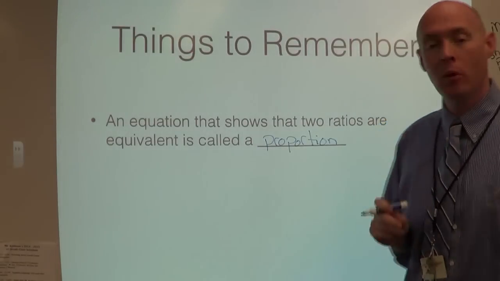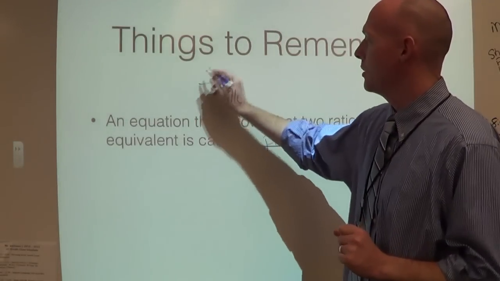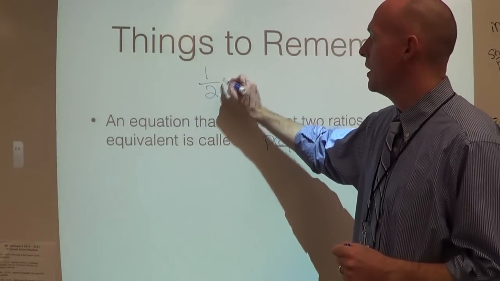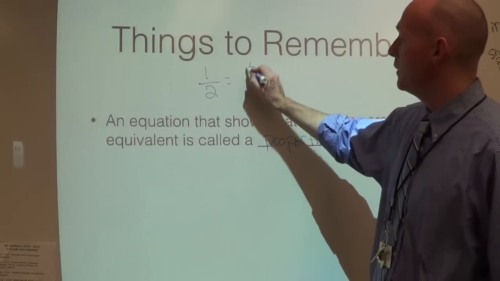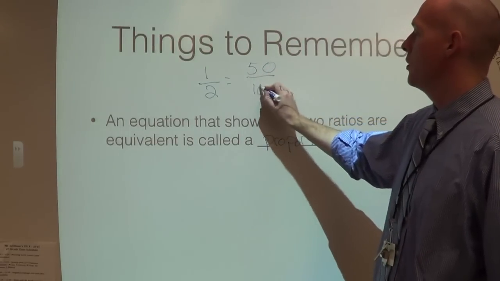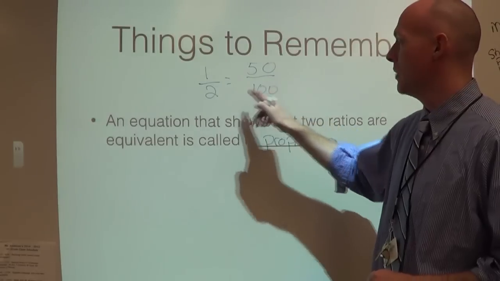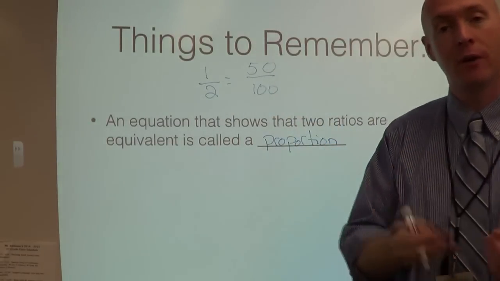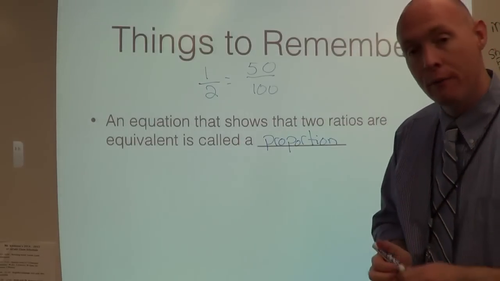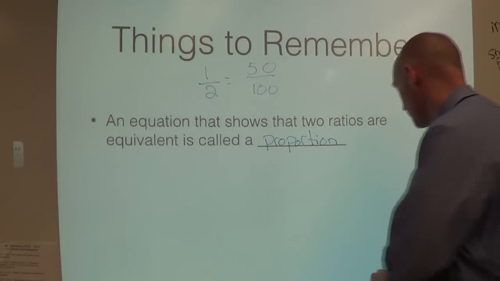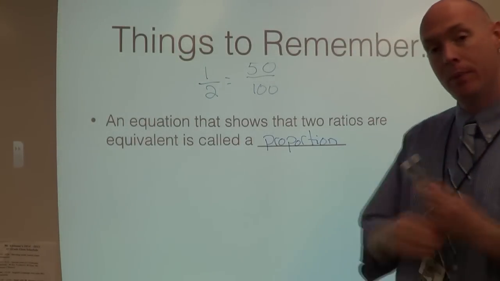And when you see a proportion, it will look like one fraction, such as 1 to 2, is equal to 50 over 100. Okay, that's an example of a proportion. We have two ratios that are equivalent. Therefore, it's a proportion.